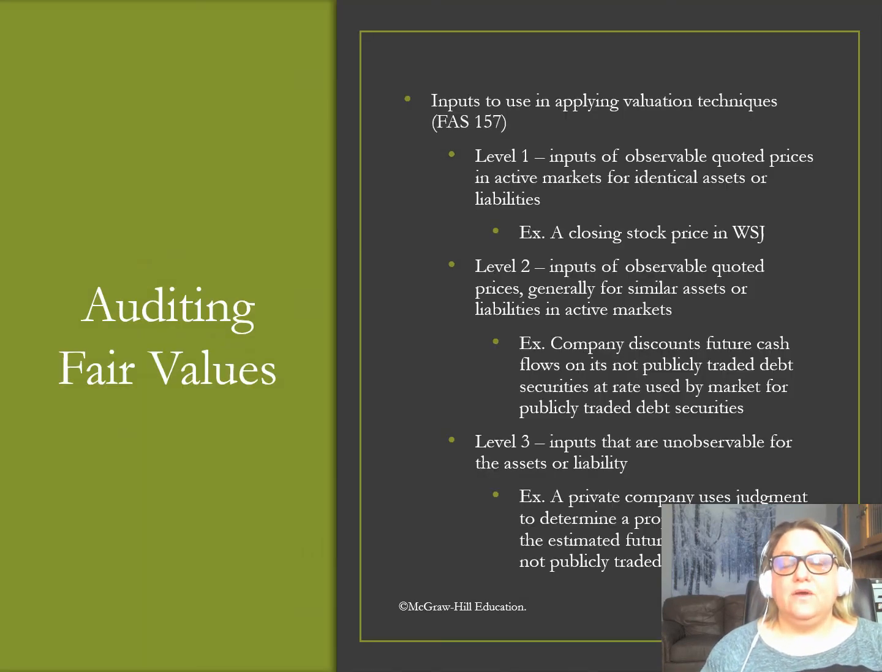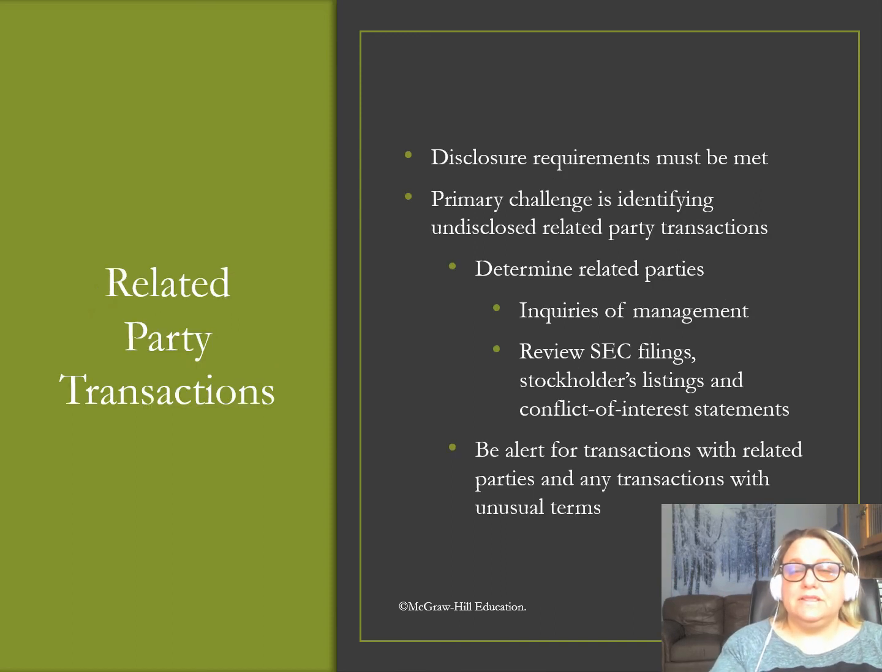Okay, so let's look at fair values. They use inputs, and there's a level 1, 2, and 3. Level 1 is observable, quoted prices in stock markets. Level 2 is inputs of quoted prices, generally for similar assets. So it's quoted to you, but it's not right there. And then level 3 is something that is unobservable. For example, and I'm not going to read all these, but you get the gist. Anything that you can't necessarily substantiate.